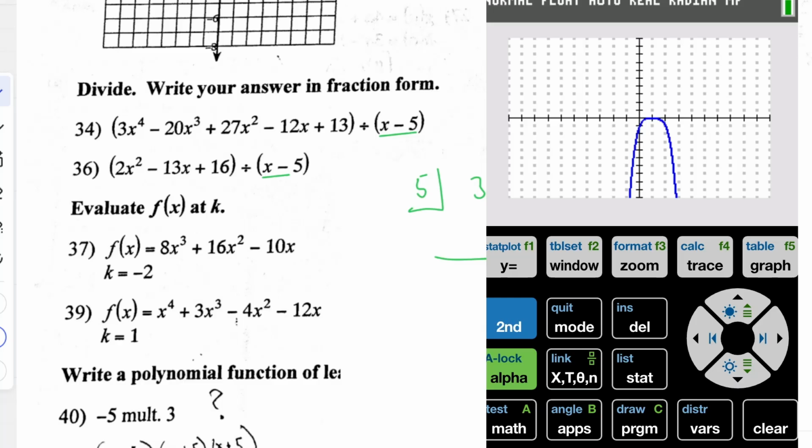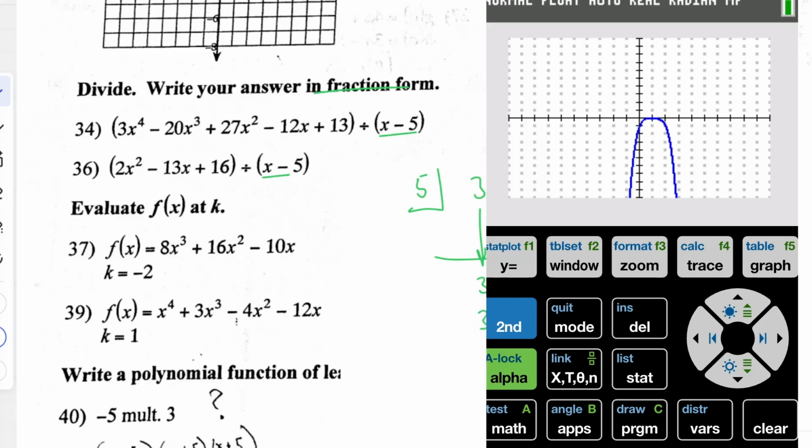3, negative 20, 7, negative 12, and 13. So it's bring down, then multiply and add. Multiply, add, multiply, add, multiply, add. We get a remainder of 3. So it's in fraction form. Okay. That's random.